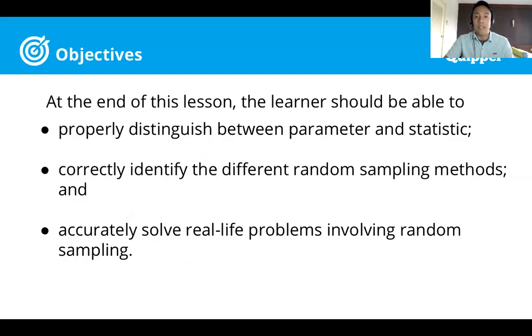So at the end of the lesson, these are the objectives, our main goal for this topic. Properly distinguish between parameter and statistic, correctly identify the different random sampling methods, and accurately solve real-life problems involving random sampling. Again, when I say solve real-life problems, as I said a while ago, we will not do calculations. Maybe some calculations, but in the easiest way, just like 1 plus 1 or 1 minus 2, something like that.